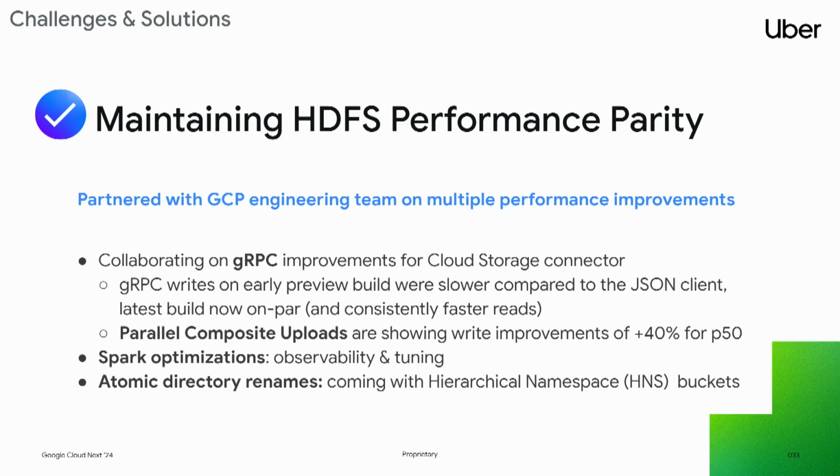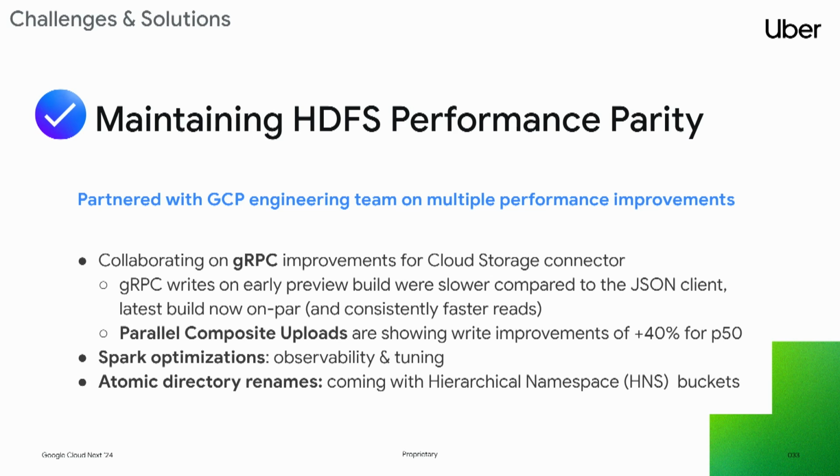For example, when we started doing some initial testing with a pre-GA version of the GRPC GCS connector, we saw a lot lower performance than with the JSON client. But now, after working with Google engineers, we have performance parity between them, which has given us a huge bump in performance. We worked with GCP on enabling parallel composite uploads, which has given us substantial improvements as well, seeing as much as a 40% improvement in write throughput.